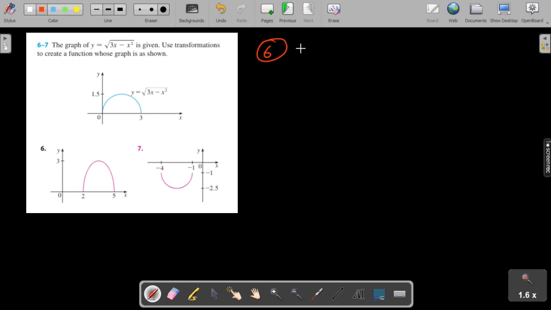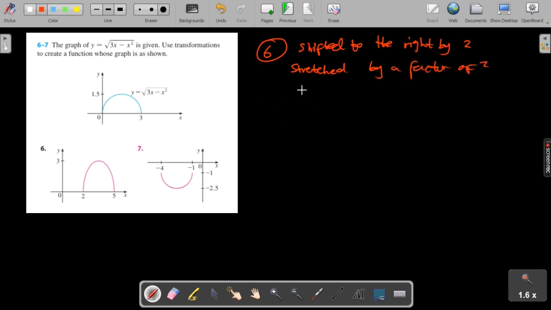You can start with any of them. So one of them is that it was shifted to the right by 2. Even the 3 was shifted to the right by 2. As you can see, the stopping point is at 3 and it's now at 5, so it shifts to the right by 2. Also, it was stretched by a factor of 2.